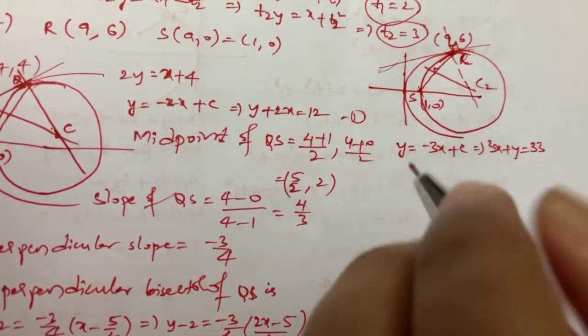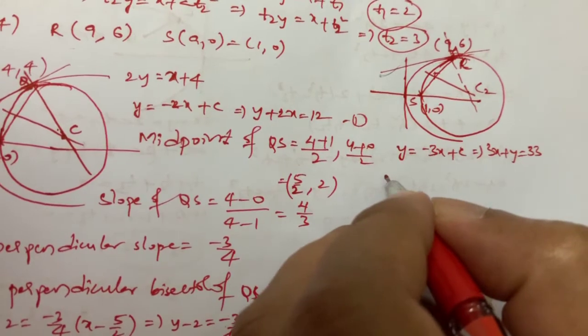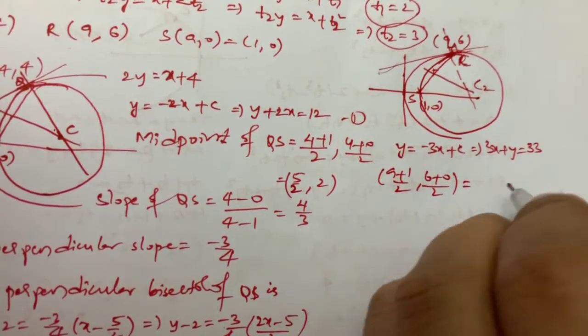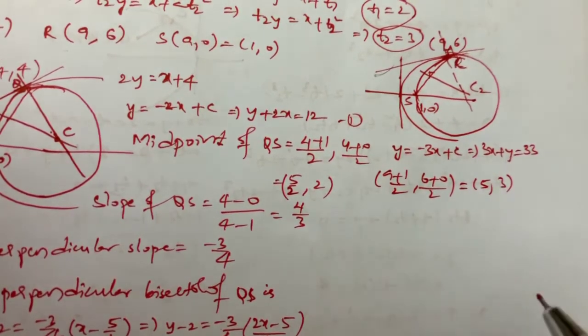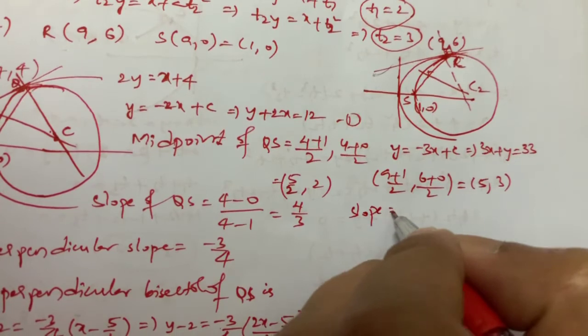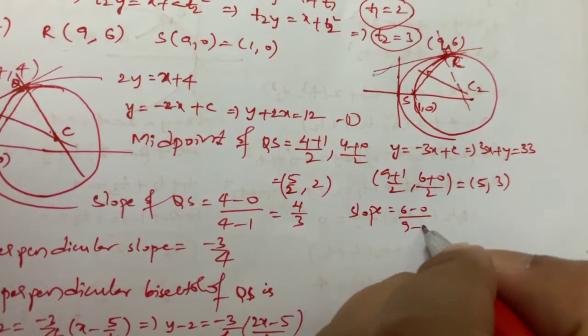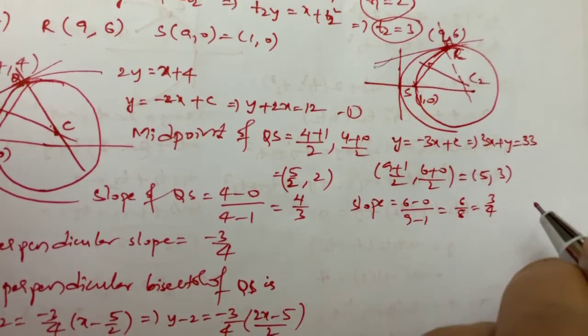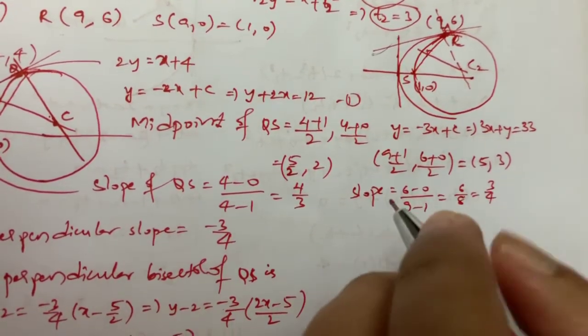If I find the midpoint, the midpoint will be (9 plus 1) by 2 comma (6 plus 0) by 2. So this is 5 comma 3. Now the slope we can find. The slope is (6 minus 0) by (9 minus 1), so 6 by 8, which is 3 by 4. So the perpendicular slope will be minus 4 by 3.